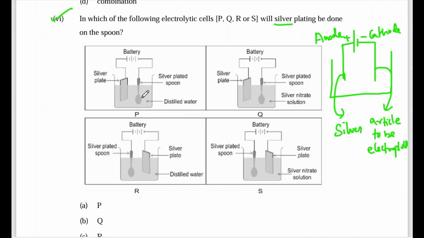Silver plated spoon, distilled water. Distilled water cannot be the electrolyte, right? So here anode is silver plate, silver plated spoon is the cathode, silver nitrate solution. This can be the option. Let's see remaining. Again distilled water is there, not possible. So here this is anode, this is cathode. They have taken silver plated spoon as anode, so this cannot be correct. The spoon should be cathode, the metal should be anode. So your answer should be Q.